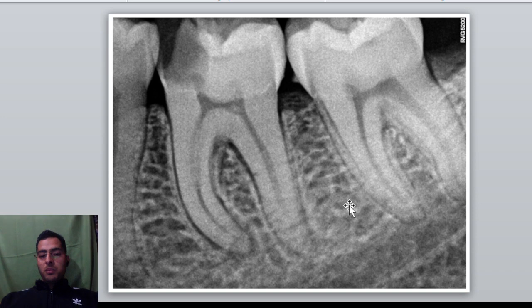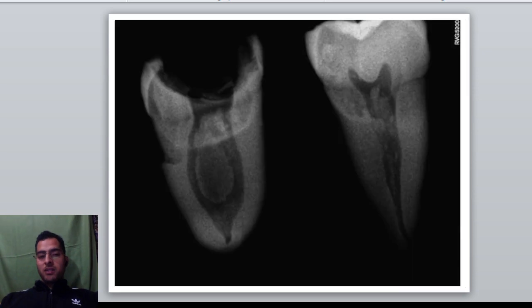So I hope this has given you a brief introduction or a brief idea about how root canal anatomy works.